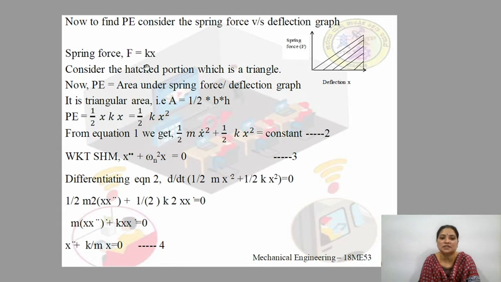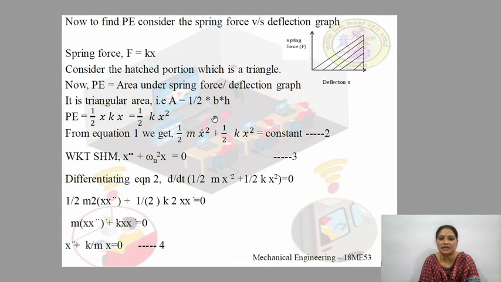We all know that the spring force F is equal to spring stiffness into displacement. That is, F is equal to k into x. And from the area of the triangle, we know that the area of the triangle is half into base into height. So using this concept, we can find out the potential energy. Now, potential energy is equal to the area under the spring force versus deflection graph. So this area we have to consider.